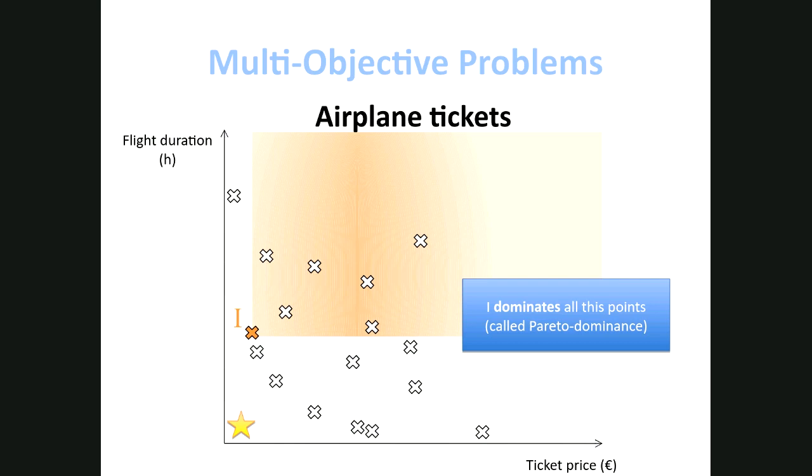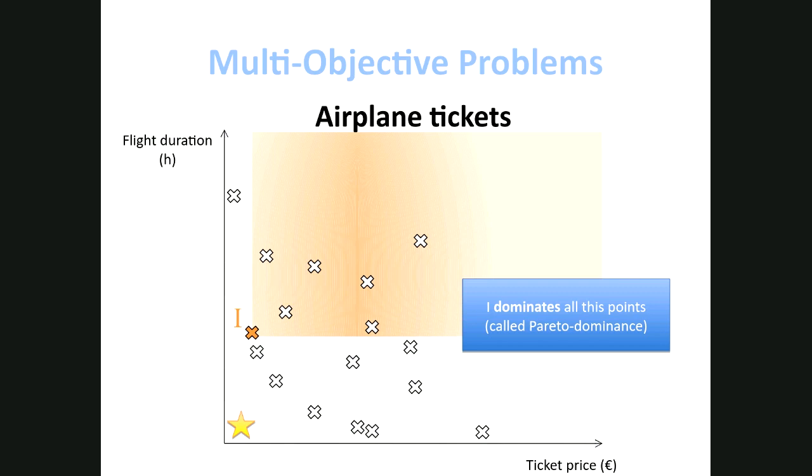This is called Pareto dominance, and we're going to see later why. But basically, domination means that this point is better for all the objectives considered. So all the points that are in this orange space are worse than I with respect to both ticket price and flight duration. And of course, we can say the same for J, right?